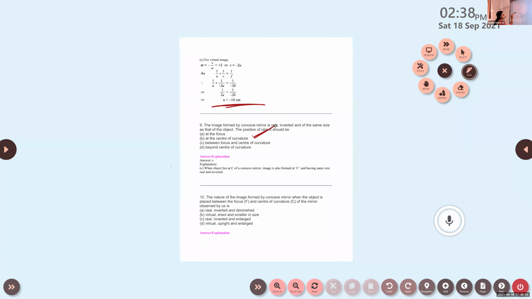Here actually the answer and explanation given are wrong. The answer is not C, it is B, at the center of curvature. If and only if we place the object at the center of curvature, then we get the image at the center of curvature itself. The nature of the image is real and inverted, and its size is the same. So you don't need to copy down this answer, it is wrong. The correct answer is at the center of curvature.